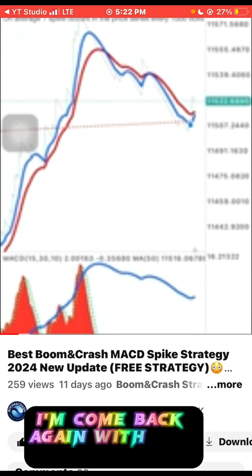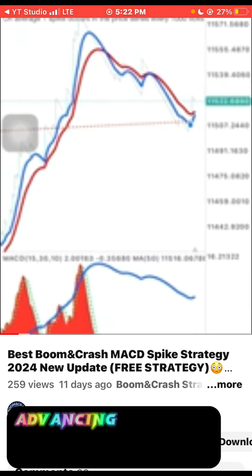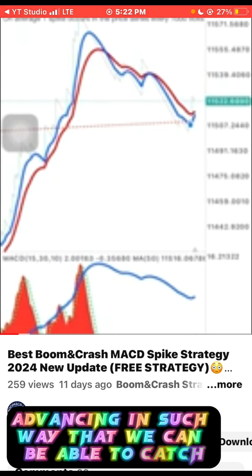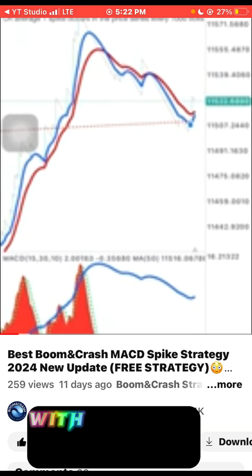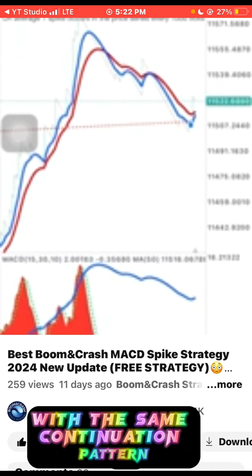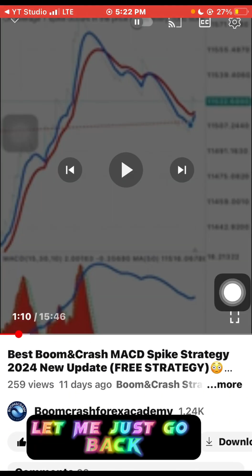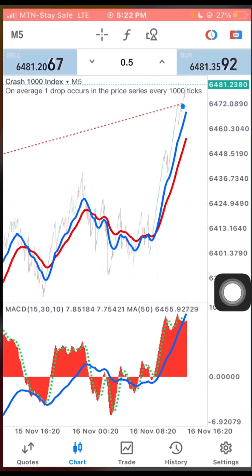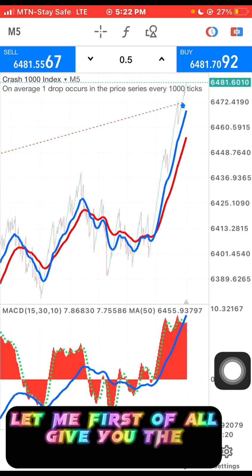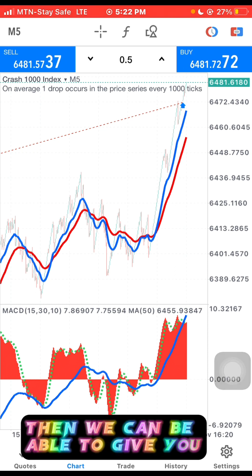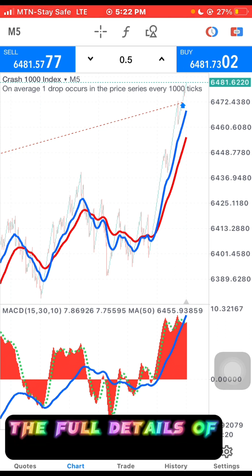I'm coming back again with the same strategy, advancing it in such a way that we can catch spikes and scalp the market with the same continuation pattern. Let me just go back, I'm trying to show you something. As I told you last week, let me first give you the settings, then we can go through the full details of the strategy.